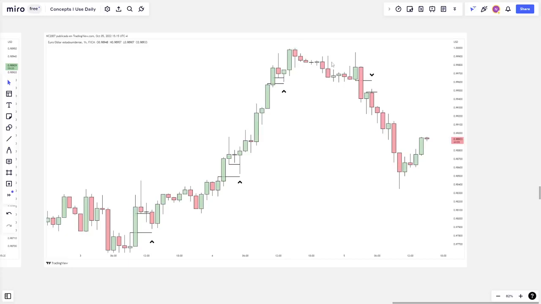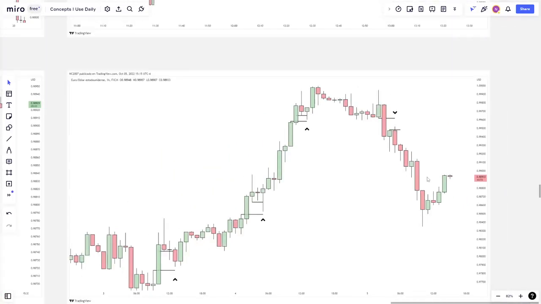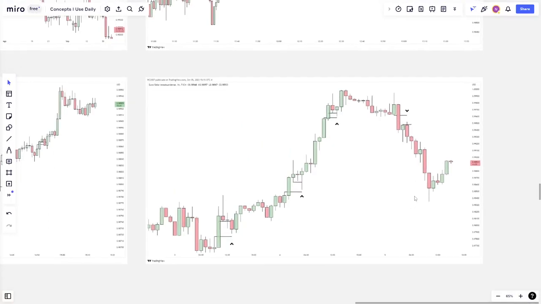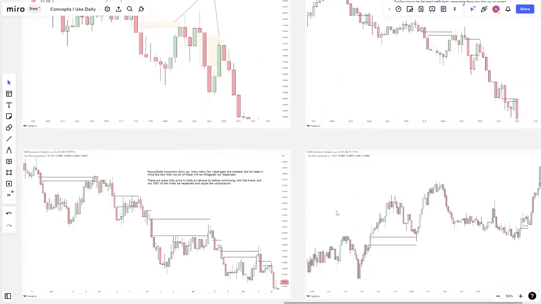More fair value gaps here, changes direction, fair value gap, nicks it, right? It doesn't fill it, it doesn't go to the 50%, just taps it and starts going lower. Well, not starts going lower, continues going lower in this case. So those are fair value gaps.